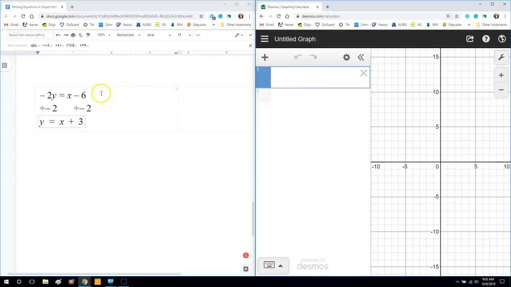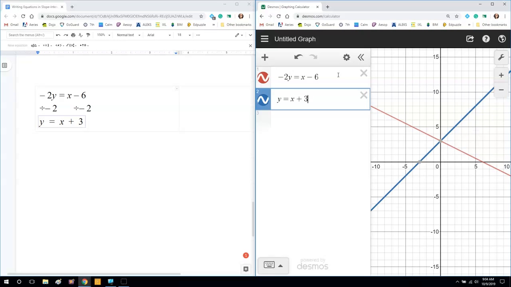So when you go on Desmos, you are going to rewrite the original equation. Okay, and it graphs it for you. See, we can see where the intercepts are. Y-intercept 0, 3, x-intercept 6, 0. And then we're going to type in the equation we got. Okay, and then you can see these are not the same line. And since they're not the same line, they could not be the same equation.